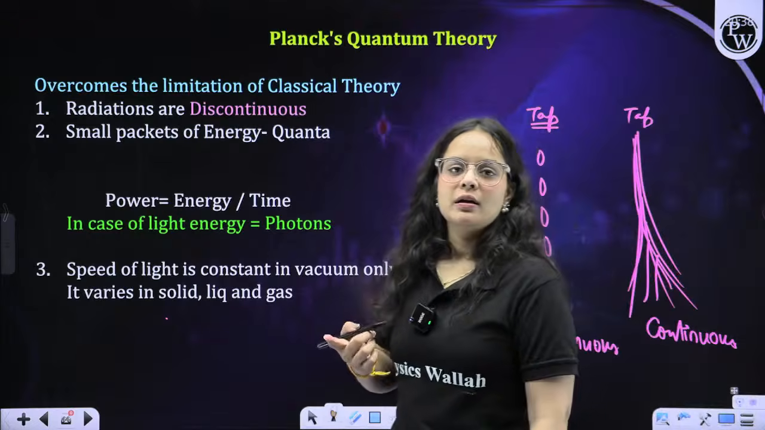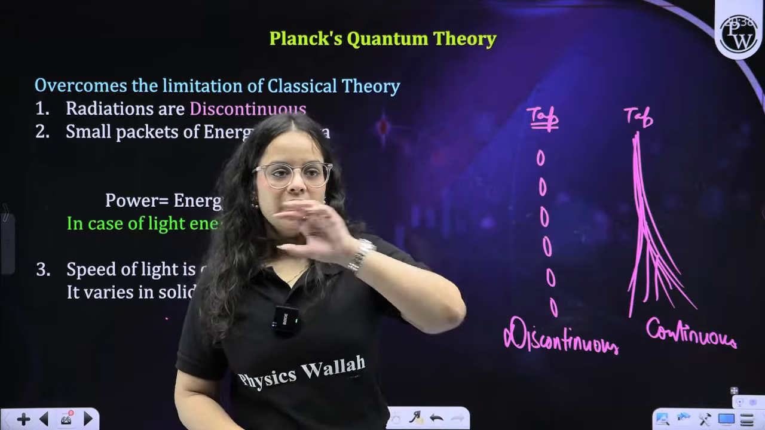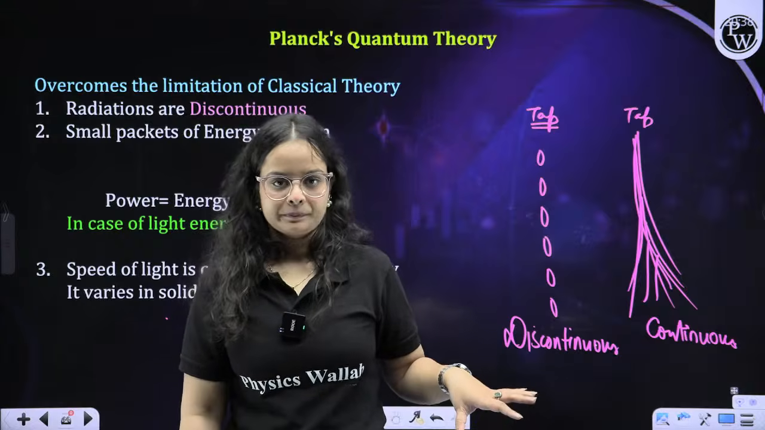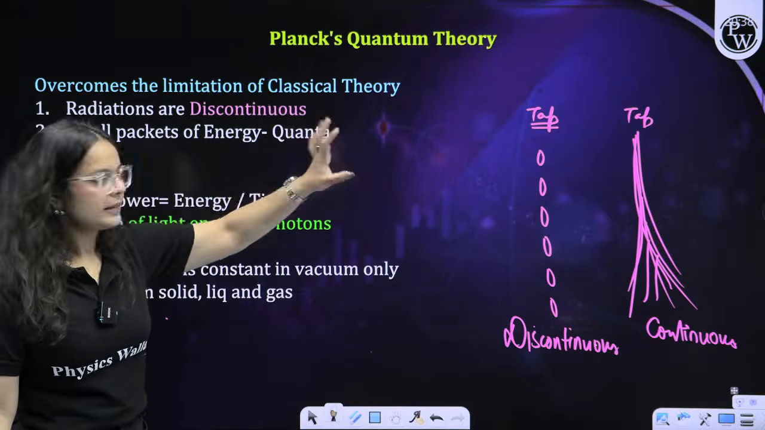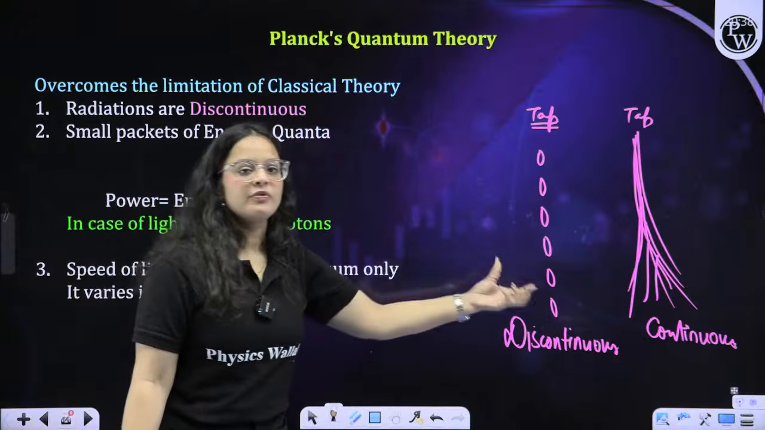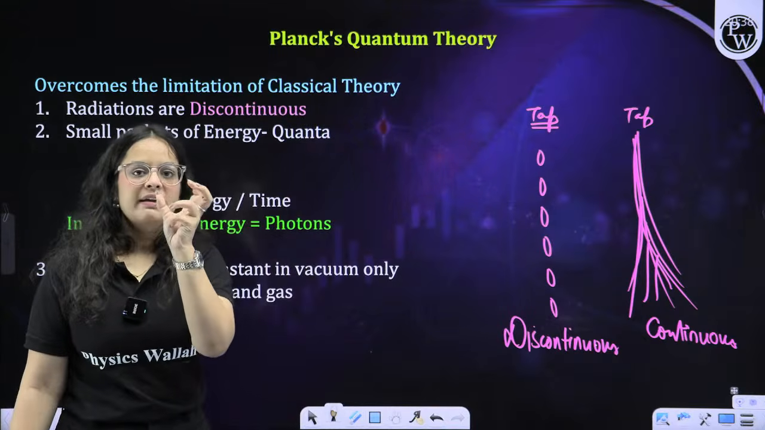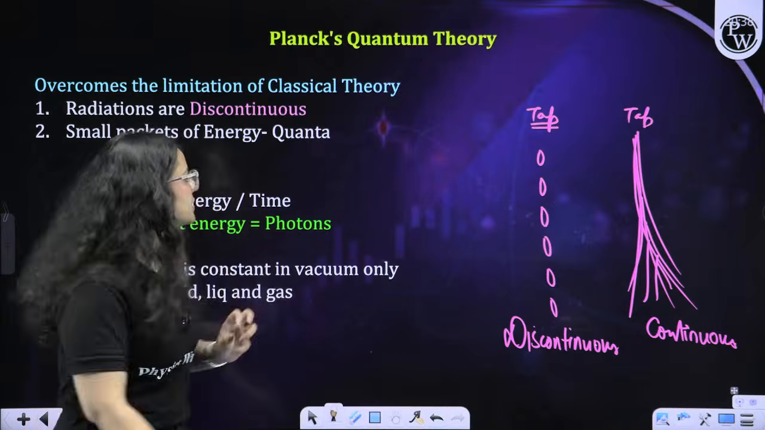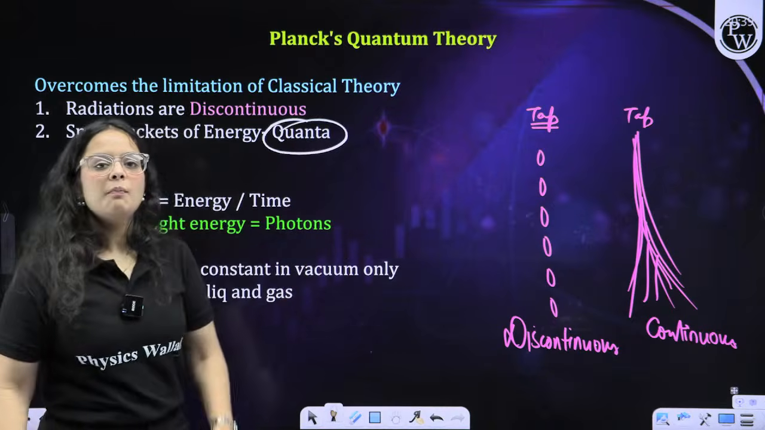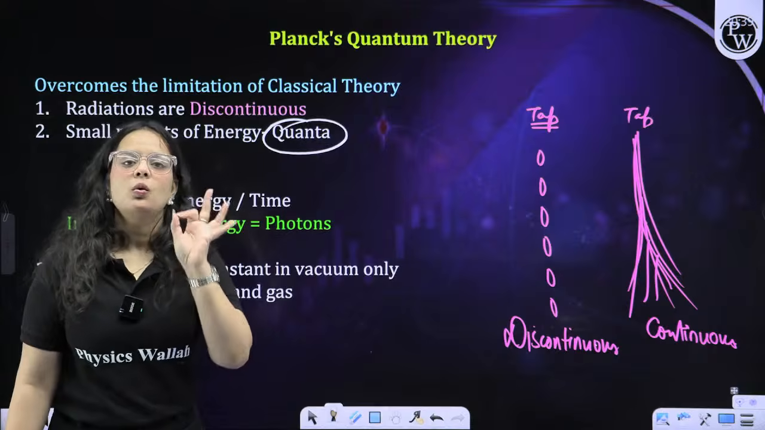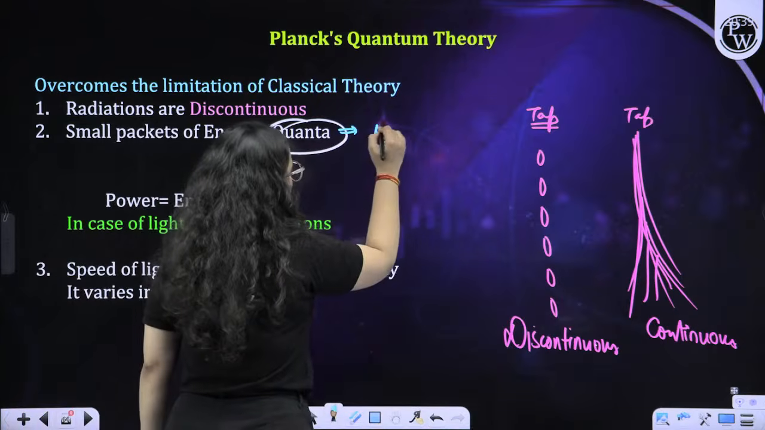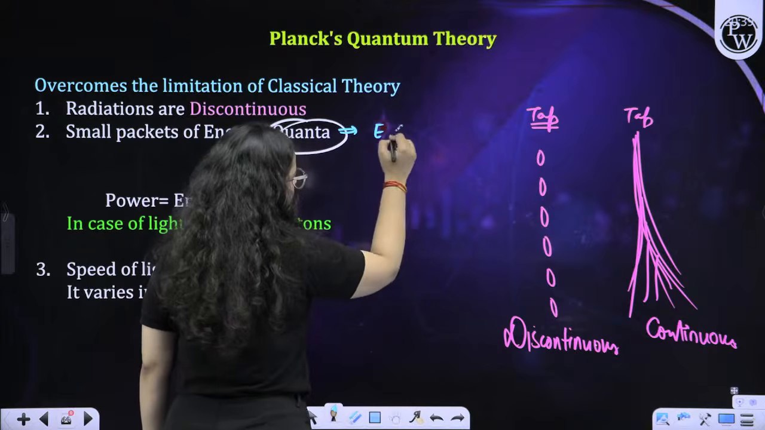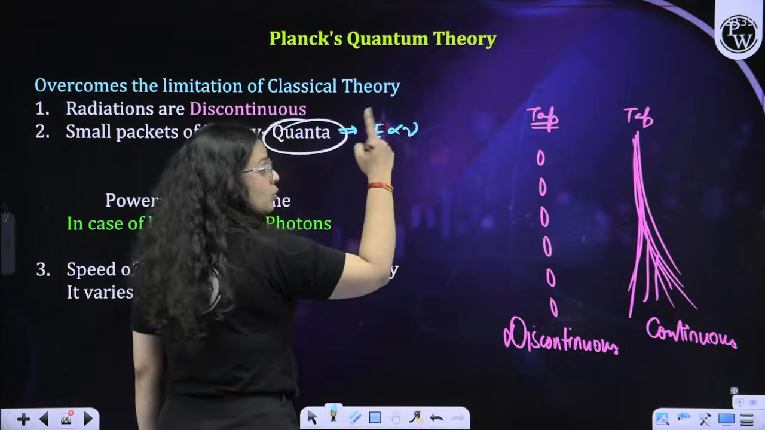Previously, according to classical theory, it was considered that radiation passes continuously. But Planck's theory denies it. It stated that radiation travels in the form of packets, known as quanta. So the packets of energy are quanta. E is proportional to frequency; E is related to frequency.